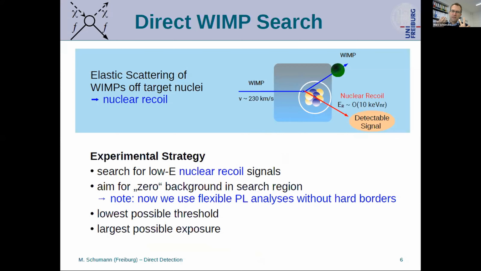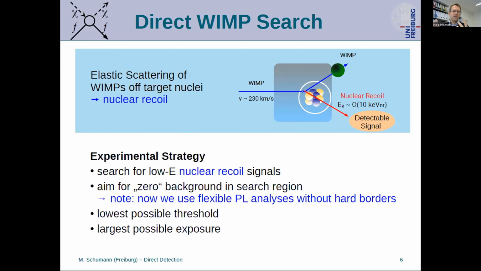But of course, we switched to flexible profile likelihood analysis years ago, so we don't have hard borders anymore. Usually we don't have a box where we can really say that in that box we have zero background or 0.01. We put the background model into the profile likelihood analysis, which then optimizes the sensitivity. We want the lowest possible threshold, and we want the largest possible exposure, because so far we haven't seen anything.